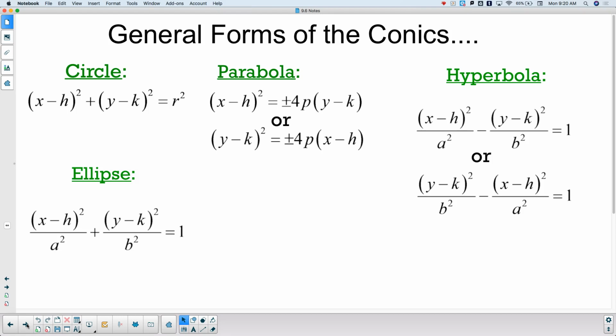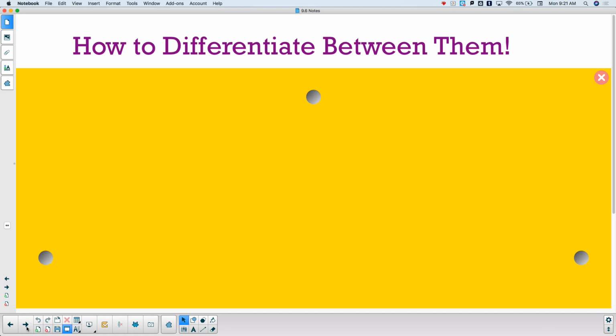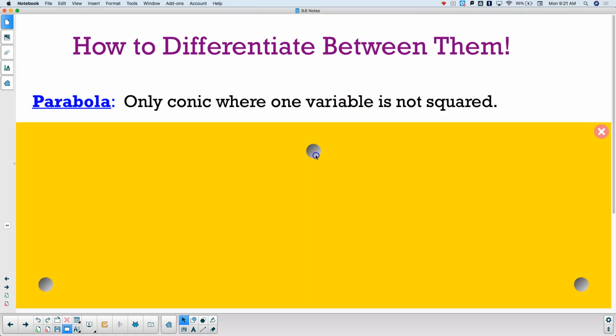Gamer. Anybody see anything? No? Maybe not. Okay. Like, how to tell the difference between each one? Differentiate. Okay. Yes. All right. Well, here's one thing. Does that make sense? Parabolas are the only ones that have one squared term in them.